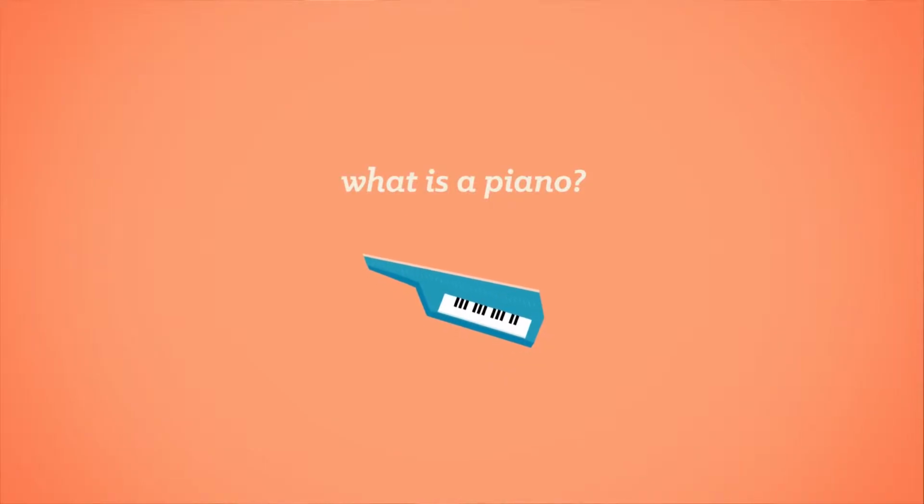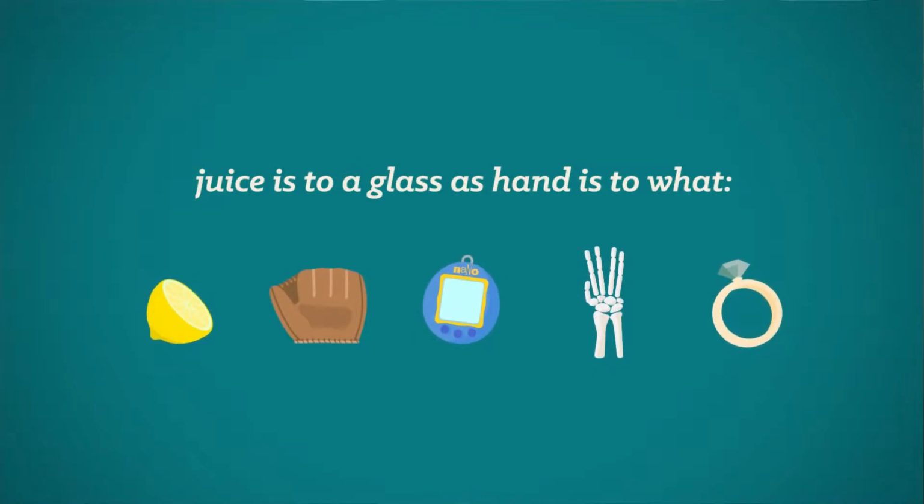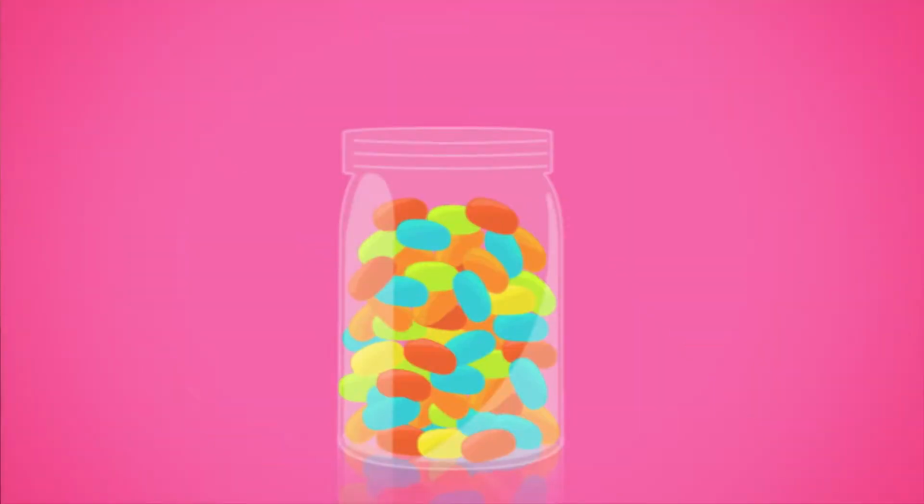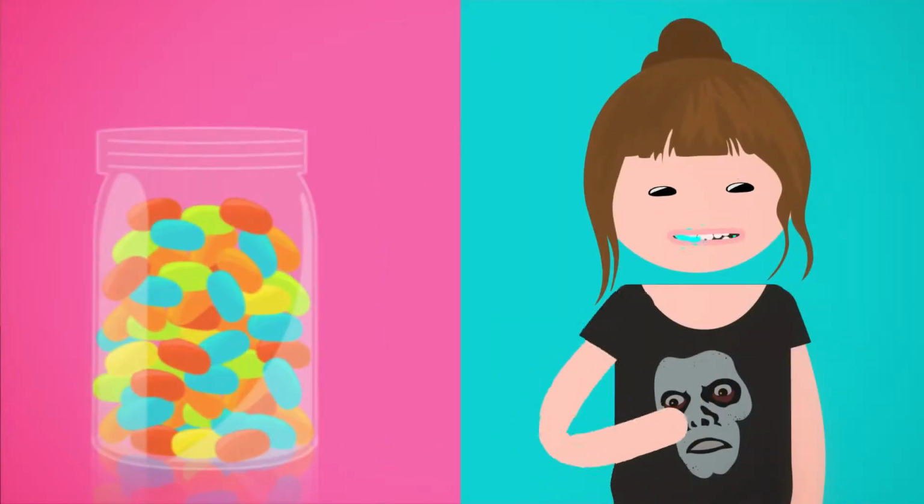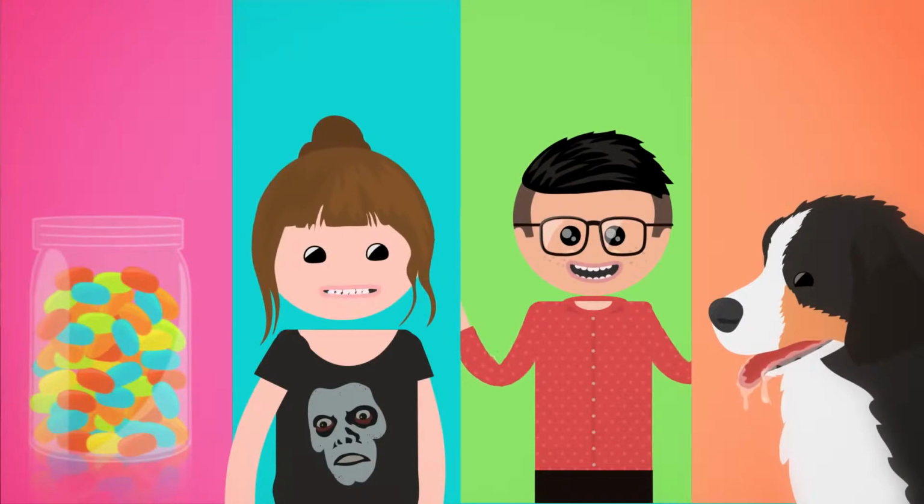What is a piano? Which one of these things is least like the others? Juice is to glass as hand is to what? Which one of these numbers does not belong in the series? Bernice had X number of jelly beans. She ate one, then gave half of what was left to Bruno. Then she ate another and gave half of the remainder to her dog. Now she only has 5 beans. How many did she have?